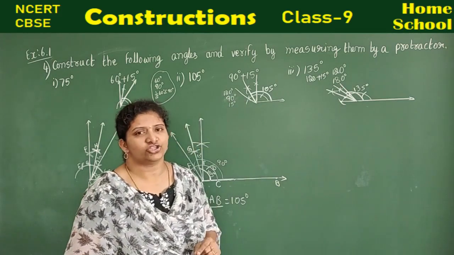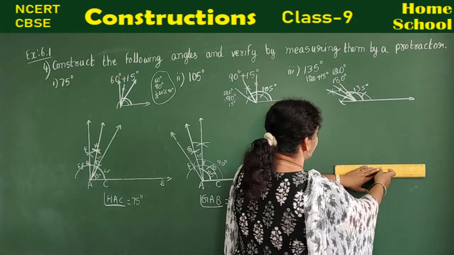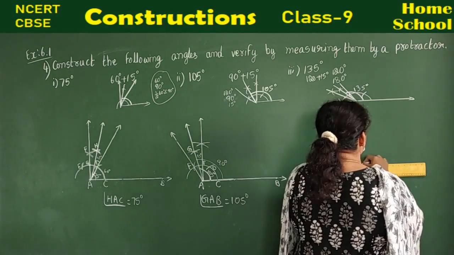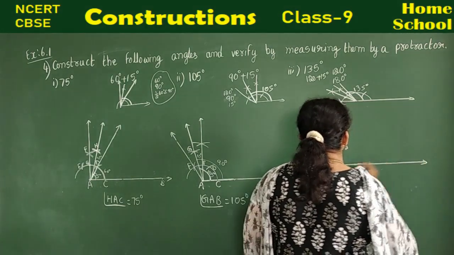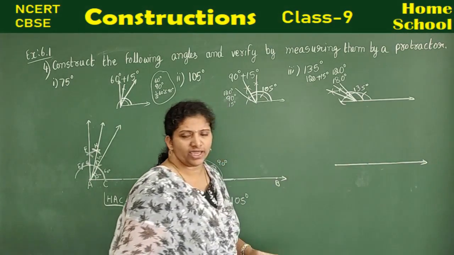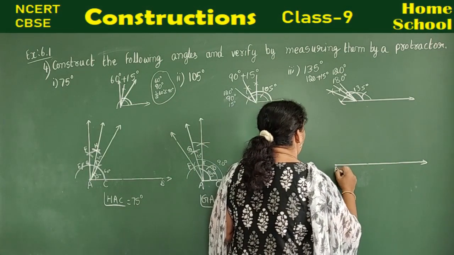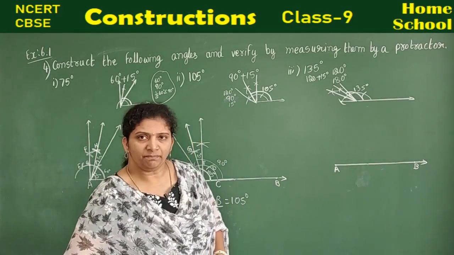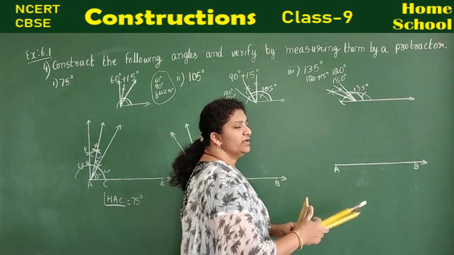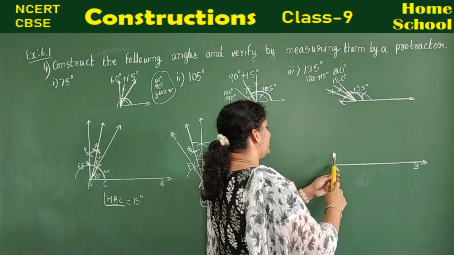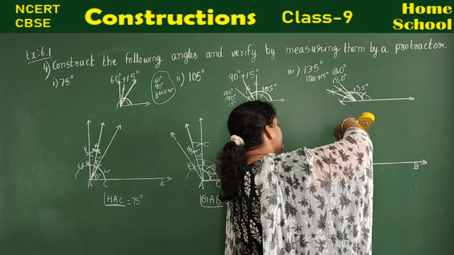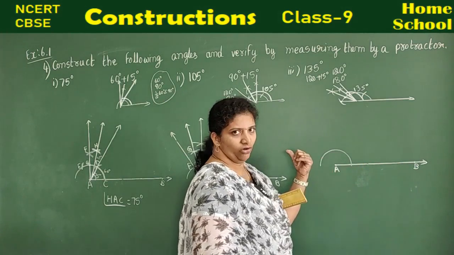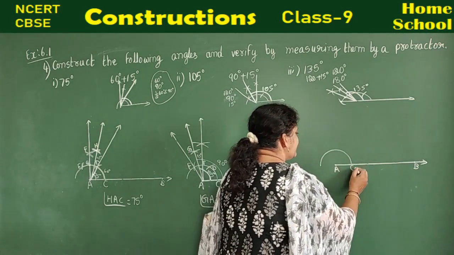Now let's do the original construction. Be careful, children. Take a proper scale and a sharp and dark pencil. These are all a must. First step, as usual, draw a ray AB from point A. Second step, with A as the center, convenient radius, I just draw an arc or semicircle now, because I need a line, no? Now, it touches at a point C.